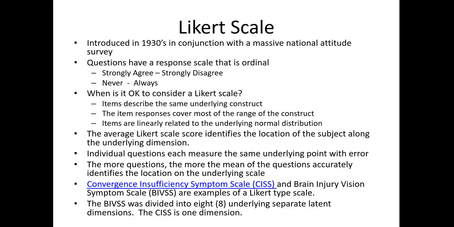One of the ways you do that is with a Likert scale. It was introduced in the 1930s in conjunction with a massive national attitude survey. I encourage you to look that up. It's a pretty interesting survey. Questions have a response scale that is ordinal: strongly agree to strongly disagree. There's an order like that. Never to always, that's another dimension. We go scale 1 to 5, 1 to 7.